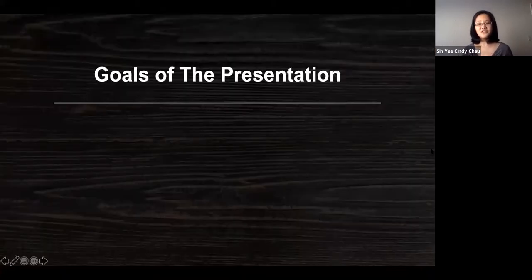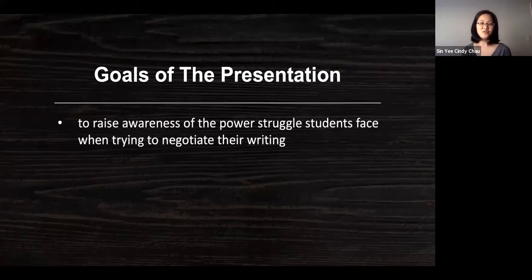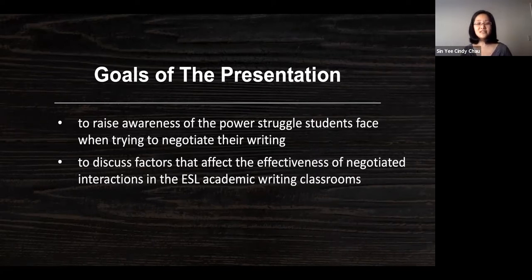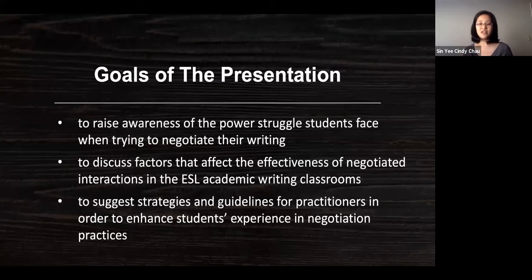So the goals for my presentation and also for my guide are to raise awareness of the power struggle students face when they try to negotiate their writing. I will also discuss factors that affect the effectiveness of negotiated interactions in ESL academic writing classrooms. And finally, I will suggest strategies and guidelines for teachers to enhance students' experience in negotiation practices. My project is largely based on literature and also my TA experience in ESL academic settings. I spent 3 semesters in first-year composition classrooms, and those are my observations and some reflections. I also consider my own learning experience as an English learner myself.